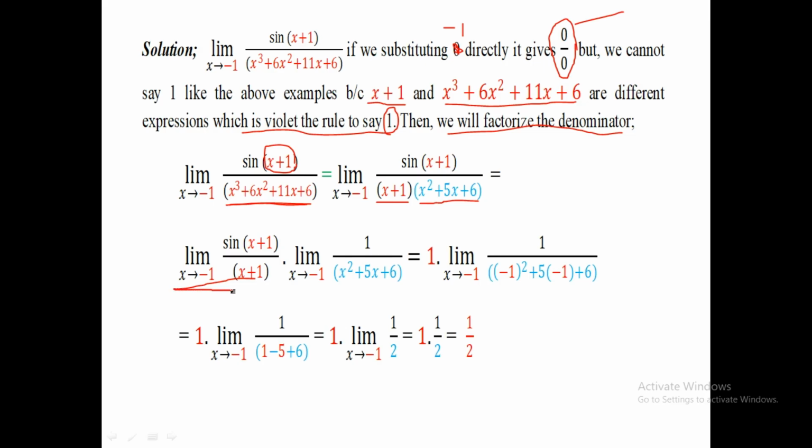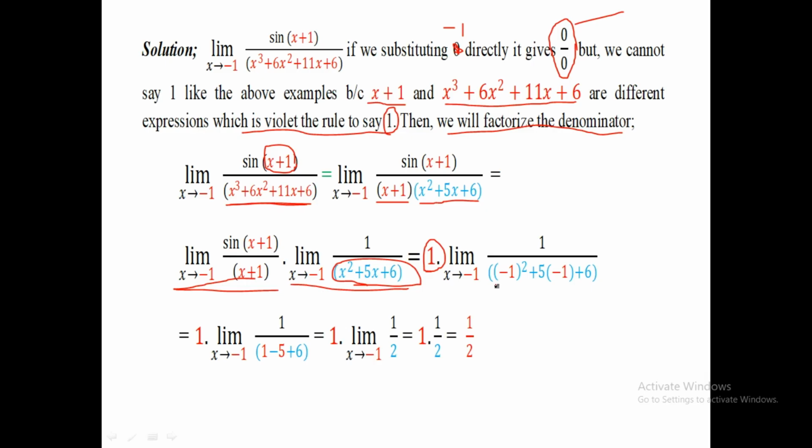into two limits. First, sine of x plus 1 over x plus 1, which is okay. If you substitute minus 1, it gives 0 over 0 again, which satisfies the criteria. Then we separate 1 over x squared plus 5x plus 6 as x approaches minus 1. In the first one, the limit is 1 since it satisfies the criteria. For the second one, we substitute directly since this one is a polynomial. Every polynomial function is continuous at every number, so its limit at minus 1 is the value of the function.